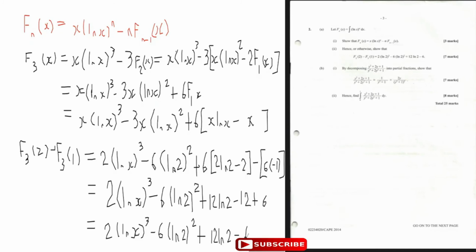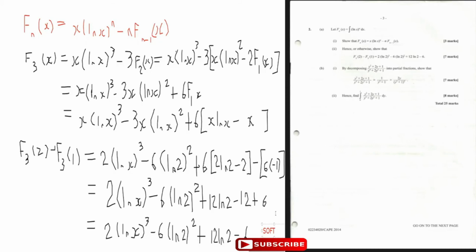So yes, that's it. Now part B is partial fraction and integration. So let's look at that. So this is the proof. So we complete it. So you can write soft. Nice.